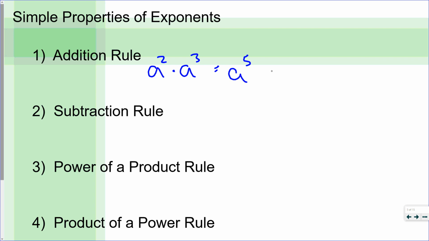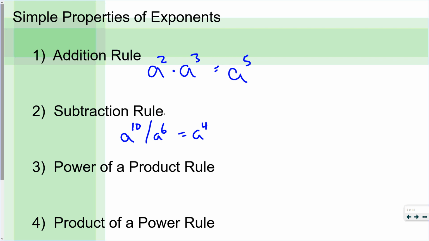Subtraction rule is the opposite. If multiplying makes you add exponents, then dividing, a to the 10th divided by a to the 6th, is going to equal a to the 4th. You're just going to subtract those exponents. And that's just the case of the way that things cancel.